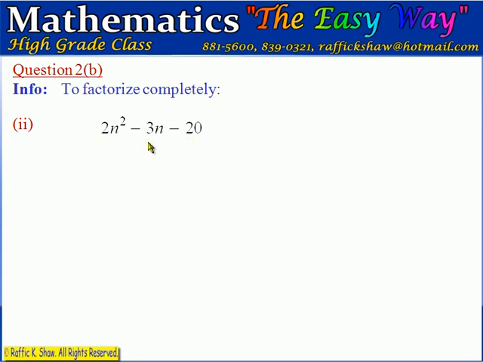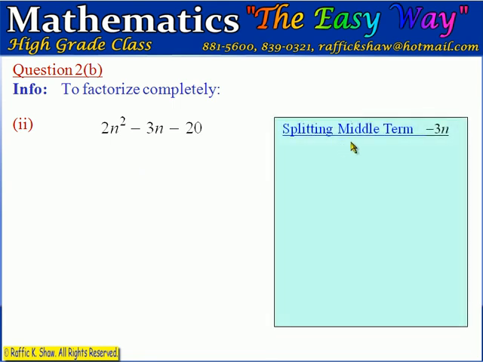This is the middle term of this quadratic expression, and the process is sometimes referred to as splitting the middle term. In this case, the middle term is negative 3n. We have to remember to carry the sign of this middle term, negative 3n. Now the process involves firstly multiplying the two end coefficients, and we are carrying the sign all the time.